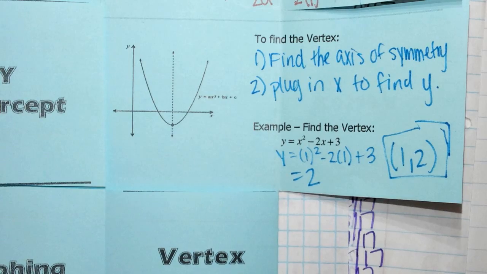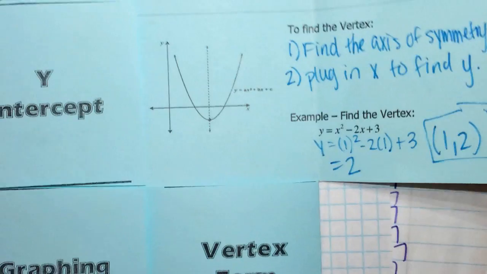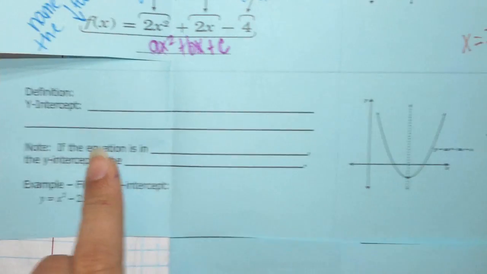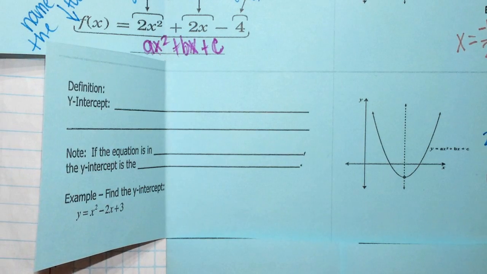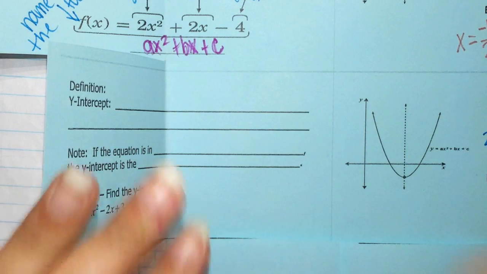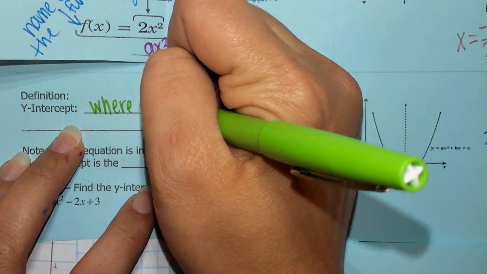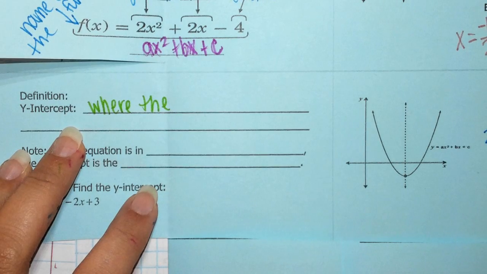Okay, now we have to find the y-intercept. You do, and it's super easy. Is everybody ready? Move over to the y-intercept. What is a y-intercept? What are we graphing though? Is it a line? No. What's it called? Quadratic. Parabola, yes.